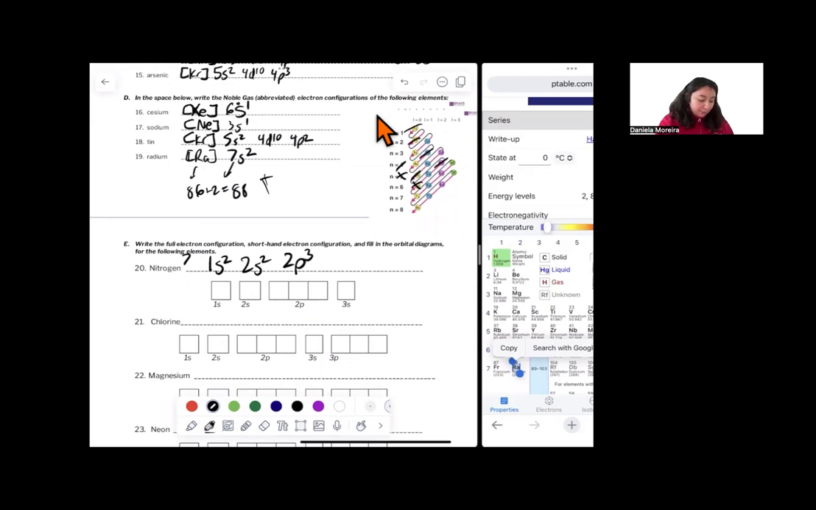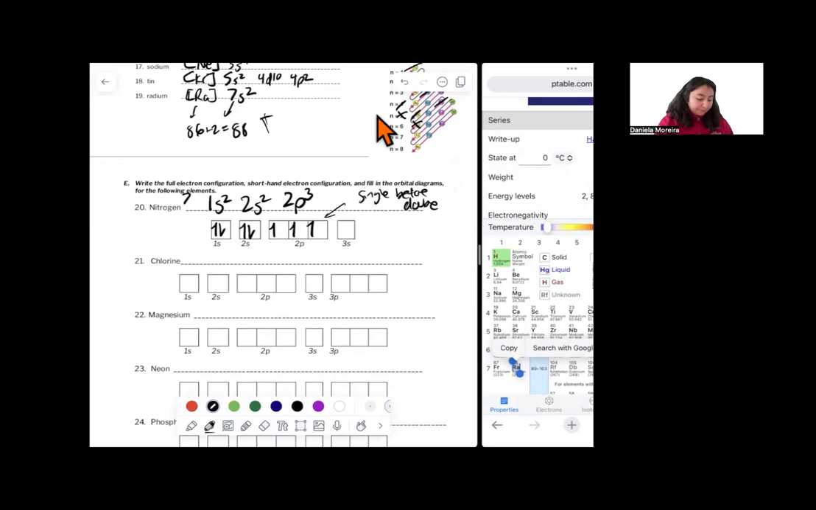Now we're going to do Aufbau's principle. 1s is filled first, then it's 2s. Now for the 2p's, it's going to go 1, 2, 3. This will be 7 arrows total, making sure that it's single before double.